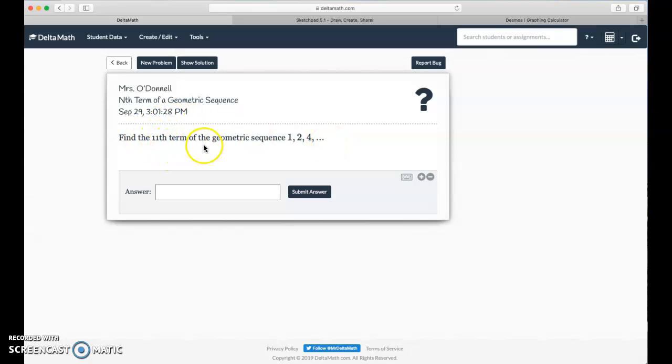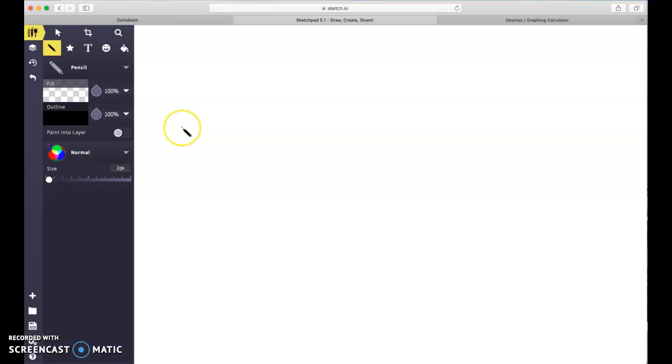Here they're asking for our 11th term of the sequence, so we could do that recursively. It's low enough. But it's just a little faster to write the formula and use the formula to generate the term. So 1, 2, 4 is our sequence. Let's see here. If I write that out, 1, 2, 4, and they want us to find the 11th term. Okay, just so I keep that in mind, I need to first find my common ratio.